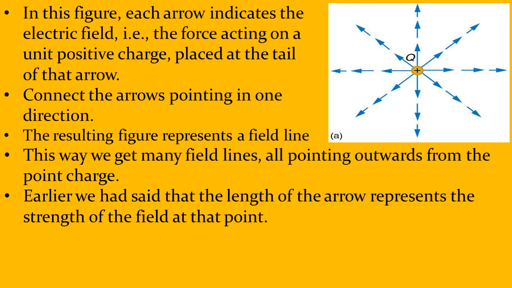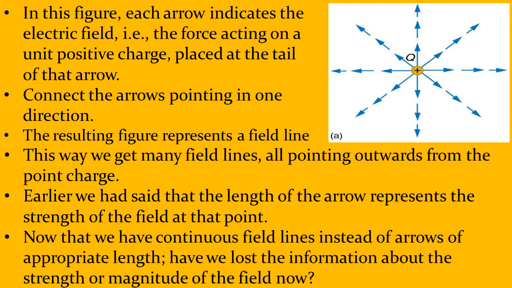Now earlier, I said that the length of the arrow indicates the strength of the field at the base of this arrow. Now that I have joined all the arrows, I have a single line. So, have I lost the information about the strength of the field at any point? How do I know the strength of the field at this point? Have I lost this information by joining the arrows and converting that into a field line?